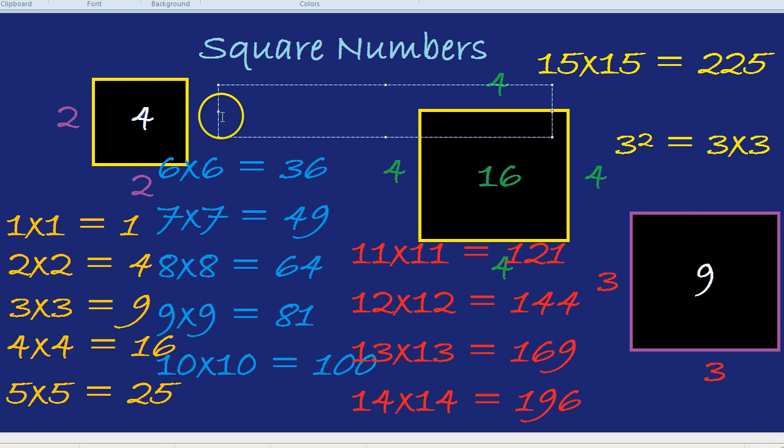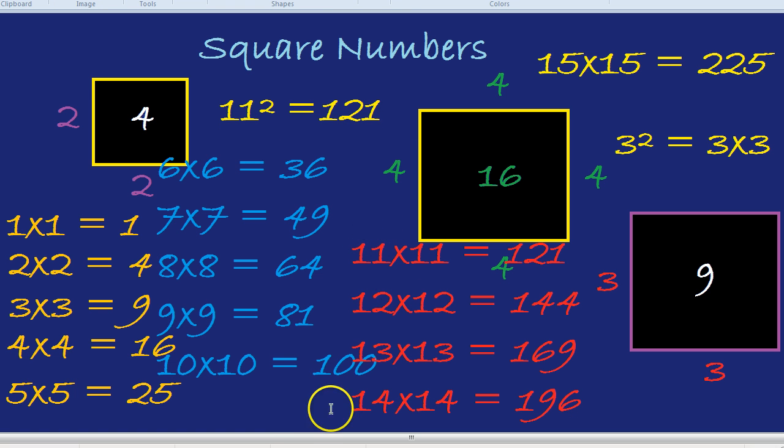Again, if you had something like 11 squared with that little symbol, a lot of people think that's 11 times by 2. It's not 11 times by 2, it's 11 squared, which is 11 times by 11, which we now know is 121. That's just a glimpse into the beauty and power of square numbers.